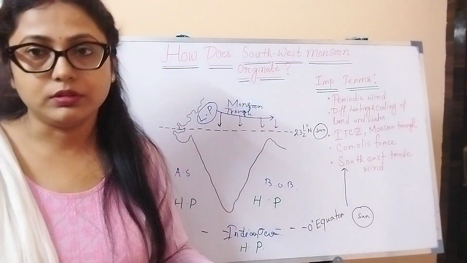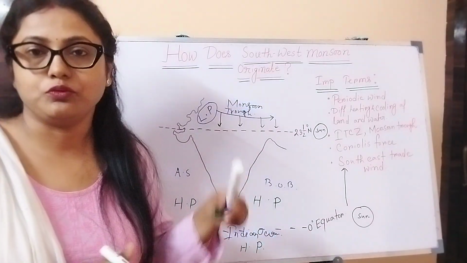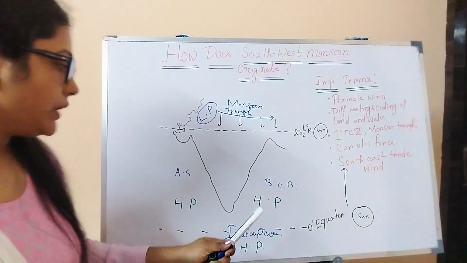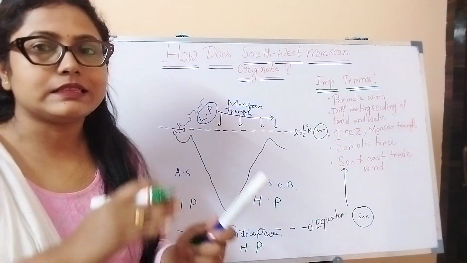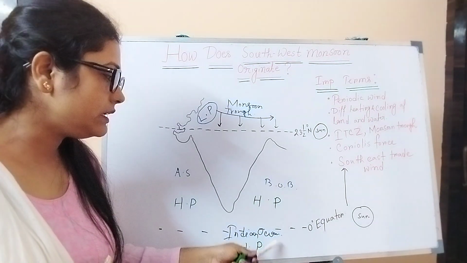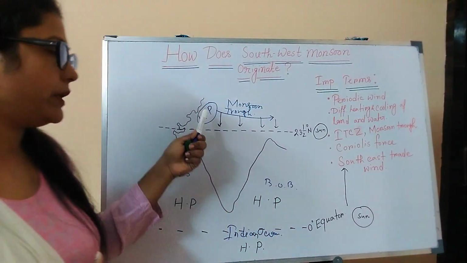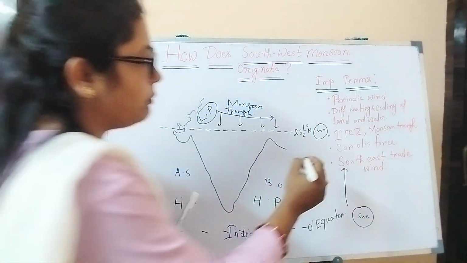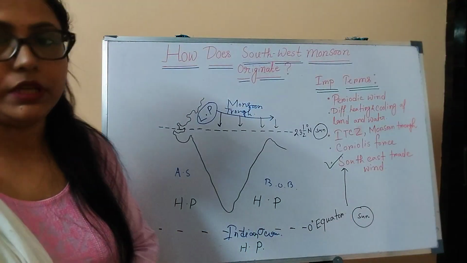Now we all know that winds are blowing from high pressure towards the low pressure area. This is the nature of the wind. So the pressure gradient is such steep that the high pressure wind will start moving towards the low pressure region. Now from this part, here we need to know about this southeast trade wind.